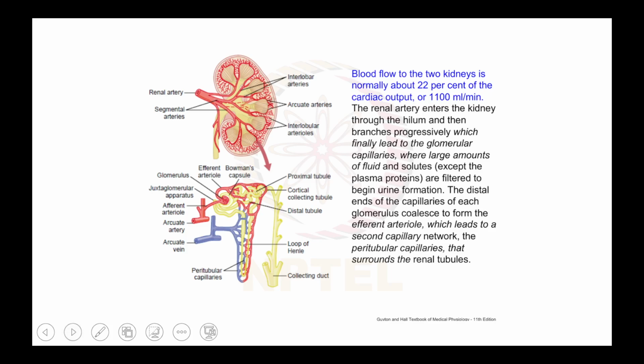As we have seen, the blood comes from the aorta, and the artery carrying the blood to the kidney is called the renal artery. The renal artery further divides to make the segmental arteries. The segmental arteries further divide and form the interlobar arteries. These interlobar arteries further divide and make the arcuate arteries.